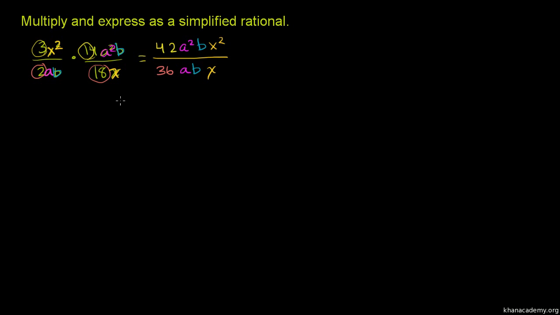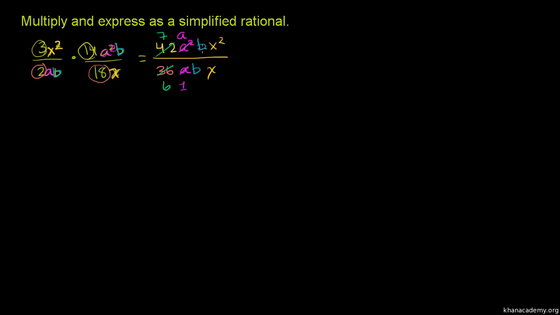So let's think about this a little bit. Both 42 and 36 are divisible by 6. That's their greatest common divisor. So let's divide both of them by 6. 42 divided by 6 is 7. 36 divided by 6 is 6. Both a squared and a are divisible by a, so let's divide them both by a. a squared divided by a is a. a divided by a is 1. In any of these steps, I'm just dividing the numerator and the denominator by the same number, and that's not changing the overall value of the expression.